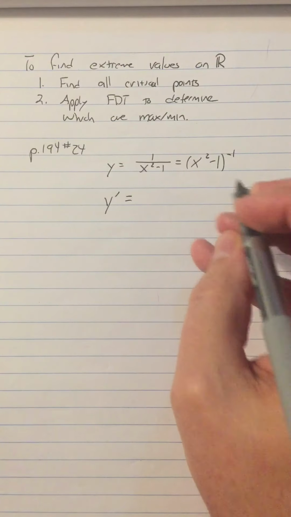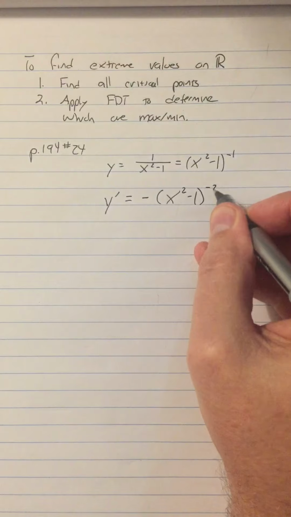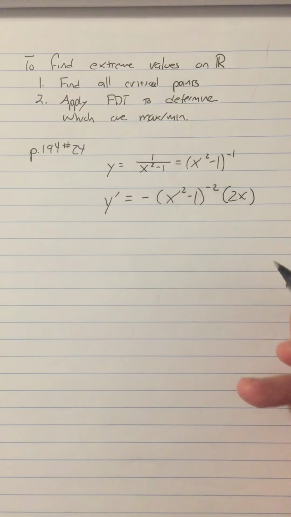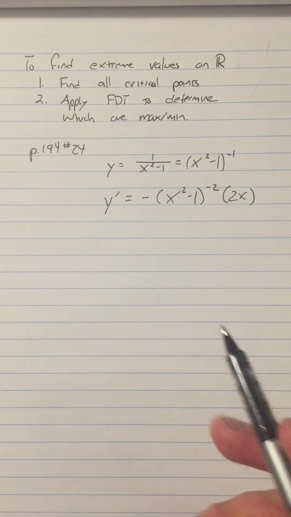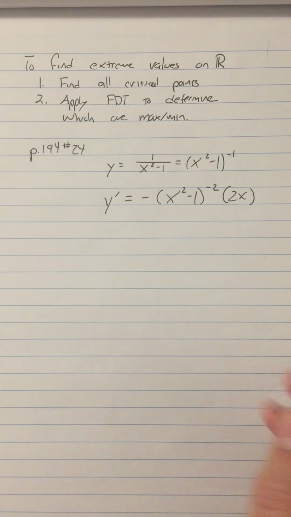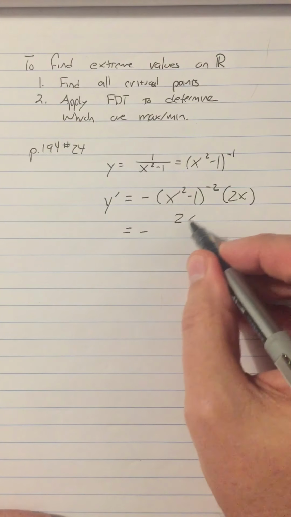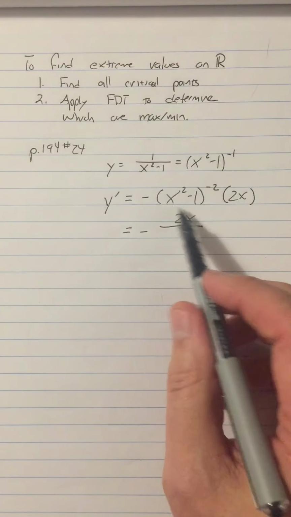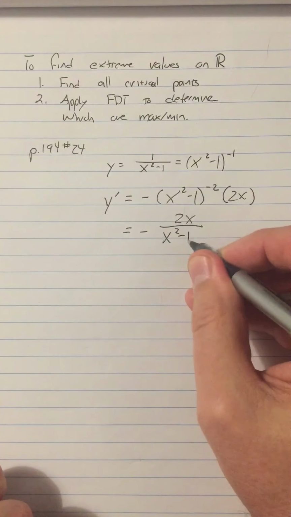So y prime is equal to negative 1 times x squared minus 1 to the negative 2 power, times the derivative of the inside function, which is 2x. Now, if you use quotient rule, you'll get something actually more complicated than that, and you'll then have to simplify it. So this is definitely the easiest way to do it. However, we do want to write this as a fraction. One important thing when we're trying to set up for the first derivative test or finding the critical points, we need to write the derivative as a fraction like this.